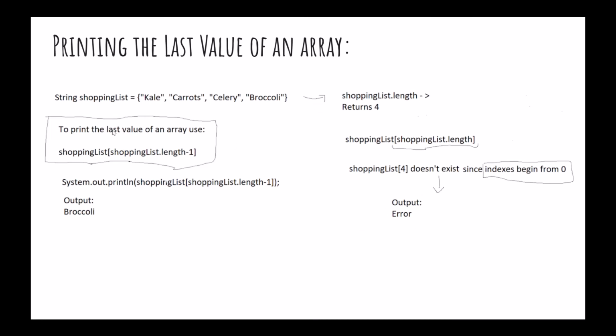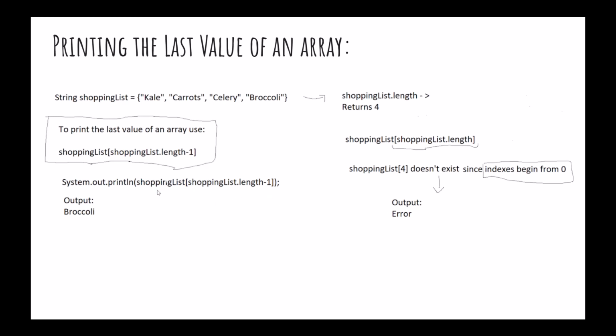If we want to print the last value of any array, all you have to do is array[array.length - 1], because 4. So we're going to get the shoppingList.length. That's going to return 4. If we do 4 minus 1, that's going to equal 3. And what do you know? Index 3 exists as an index in the array. So all you have to do is System.out.print(shoppingList[shoppingList.length - 1]).